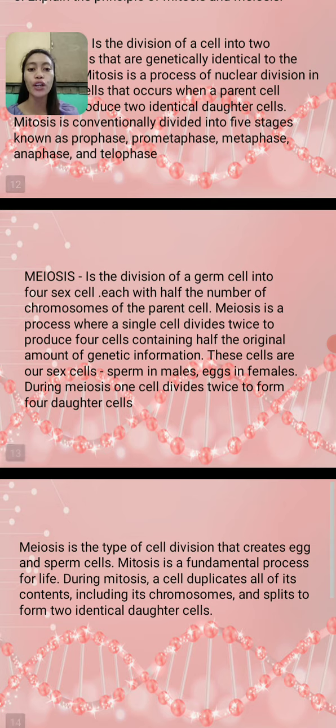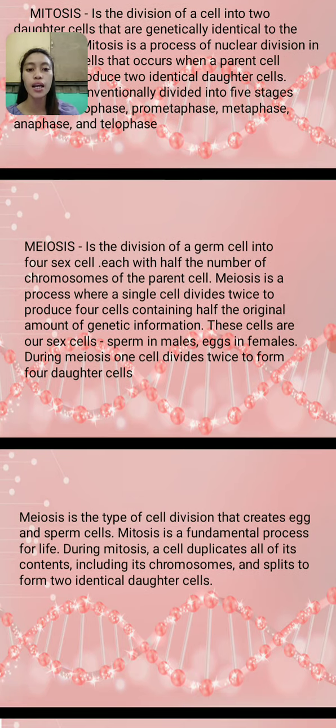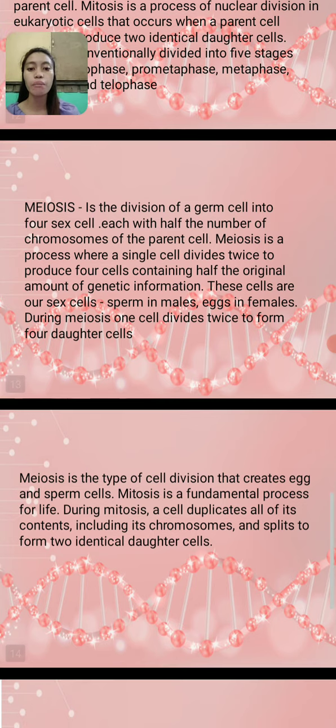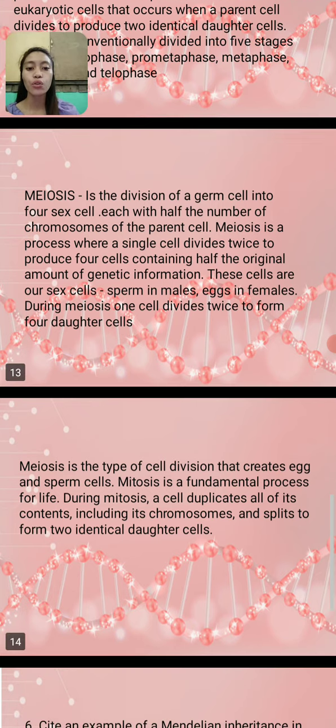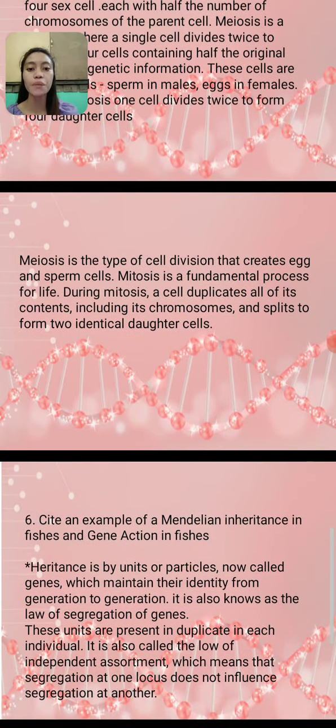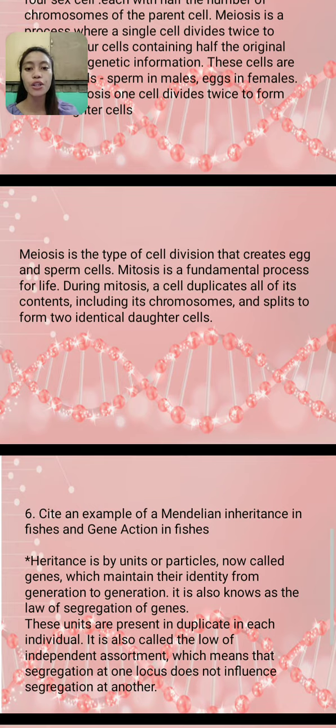Meiosis is the division of a germ cell into 4 sex cells, each with half the number of chromosomes of the parent cell. Meiosis is a process where a single cell divides twice to produce 4 cells containing half the original amount of genetic information. These cells are our sex cells, sperm in males, eggs in females. Meiosis is the type of cell division that creates eggs and sperm cells.